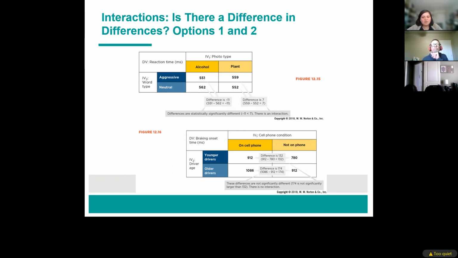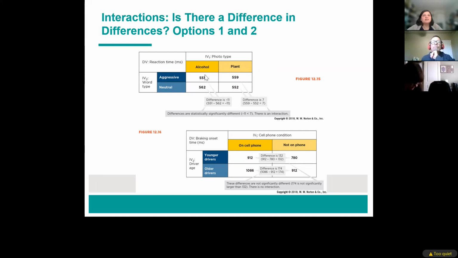So the table on the top shows how to compute an interaction for the alcohol and aggression study. The difference here in the alcohol condition between aggressive and neutral is -11, and in the plant condition the difference between aggressive and neutral is 7. So the differences are statistically significant. -11 is less than 7, so there's an interaction.